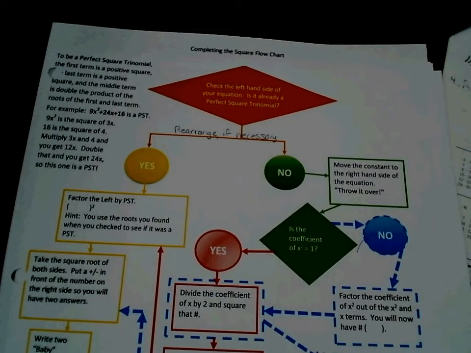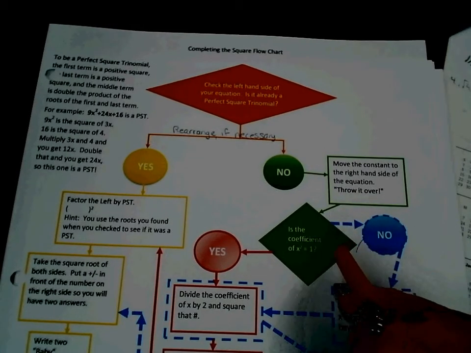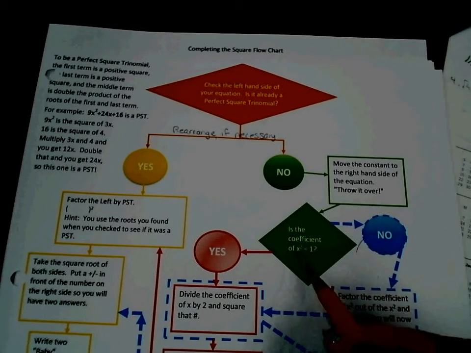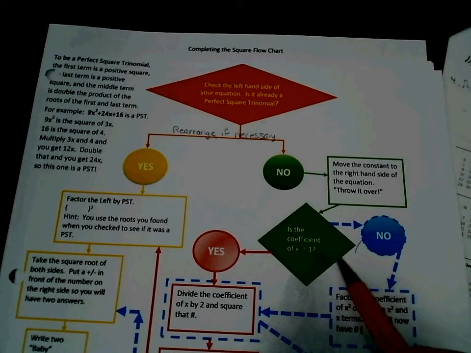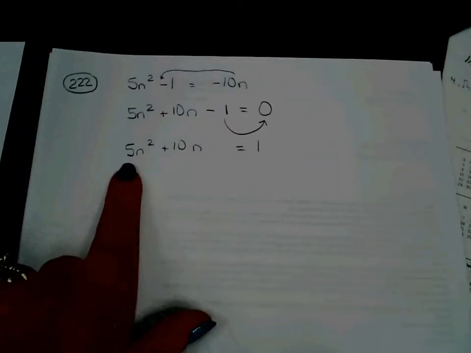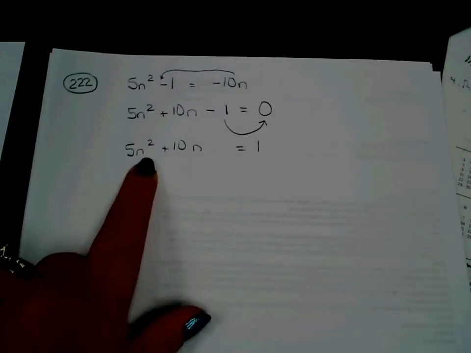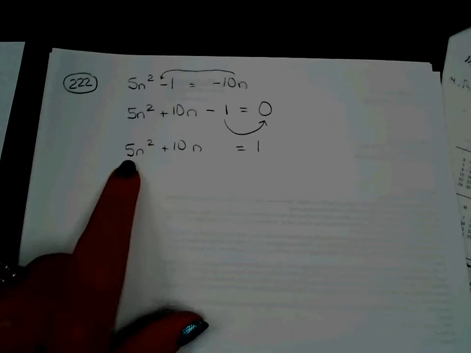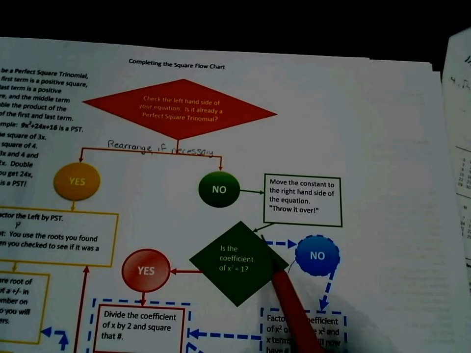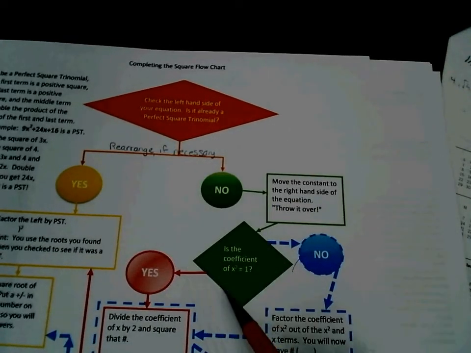Okay, I come back to my flowchart. The little green arrow goes here. Is the coefficient of x squared equal to 1? Well, now, guys, you have to be smart enough to know that n squared is the same thing as x squared. Is the coefficient 1? No. So, diamonds, anytime you have a flowchart, diamonds are a question you have to ask yourself.